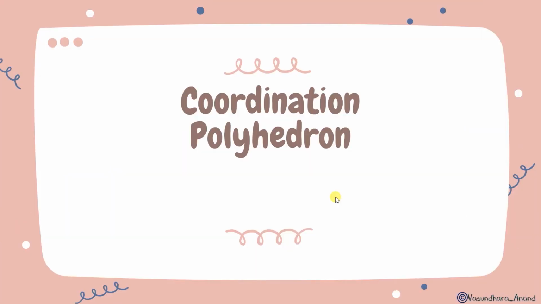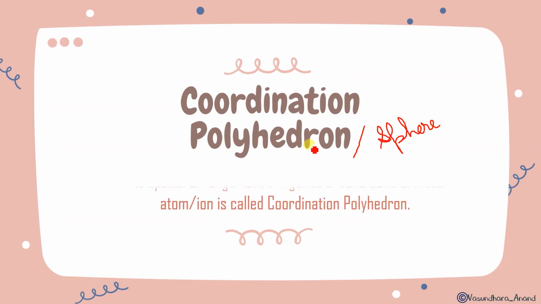First, we are going to learn about the coordination polyhedron, which is also known as the coordination sphere. In general words it is said as sphere, but in bookish language, or in some other books, you can see polyhedron. So I have mentioned polyhedron here. The special arrangement of ligands around the central atom, central metal or ion is called the coordination polyhedron.